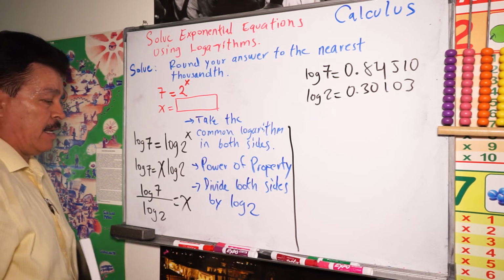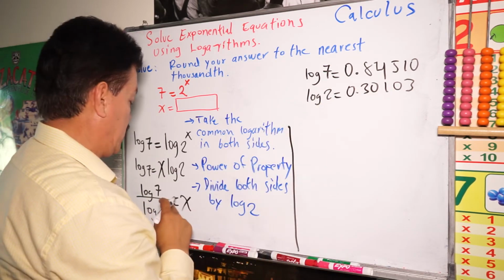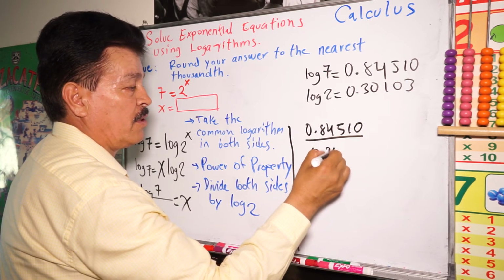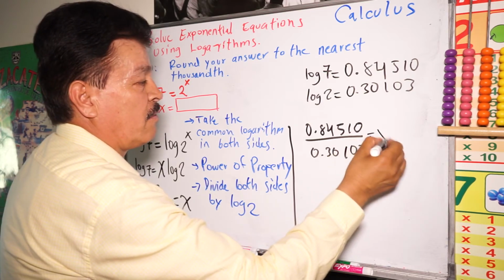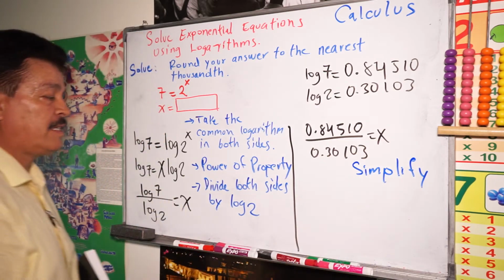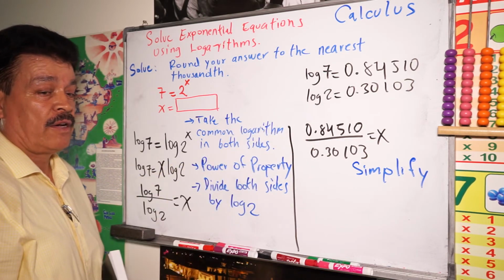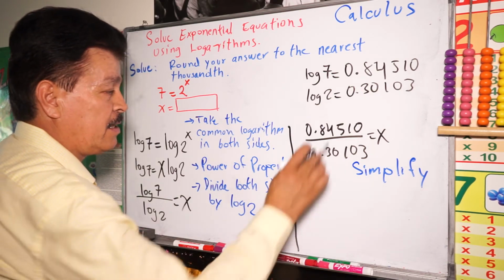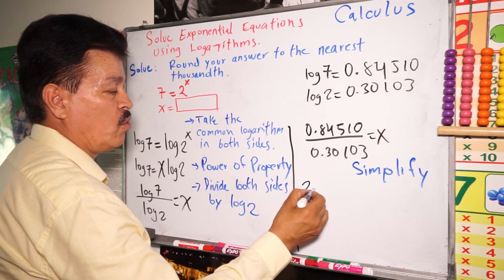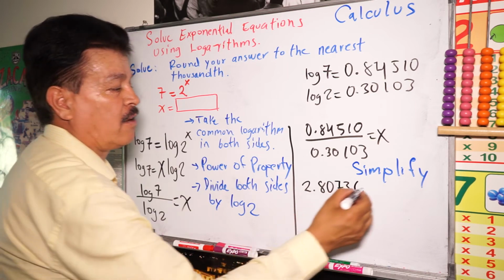So now simplify. Just write it in this way. We are going to have 0.84510 divided by 0.30103, which equals x. Next step, simplify. See all the steps, how to solve an exponential equation using logarithms. You make the division, and you are going to have 2.8736, equals x.